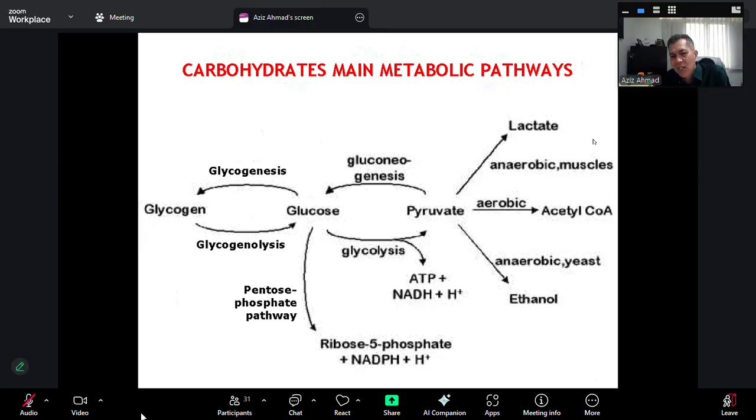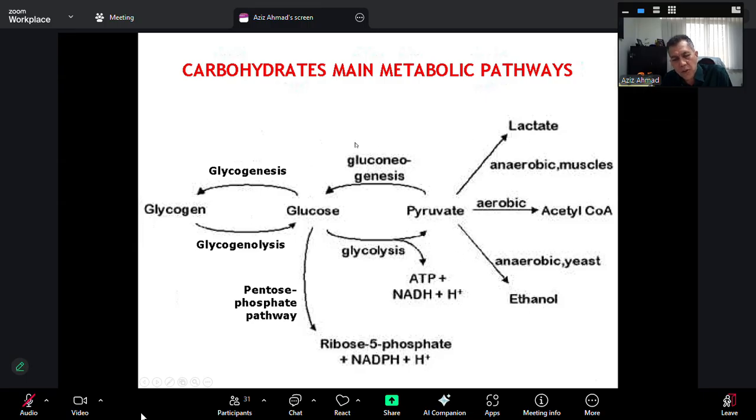Cramp is actually due to your muscle not having enough oxygen, so due to the accumulation of lactate. So if you want to do some exercise, make sure that you have enough oxygen so that you can avoid this issue. Lactate is not involved in yeast. Lactate is in our muscle. In yeast, they produce ethanol. This is the tape.